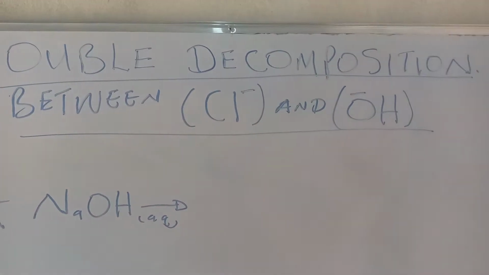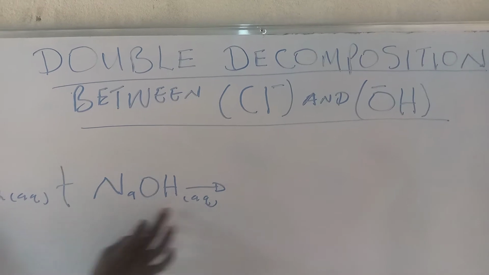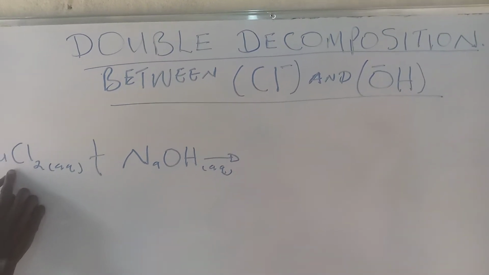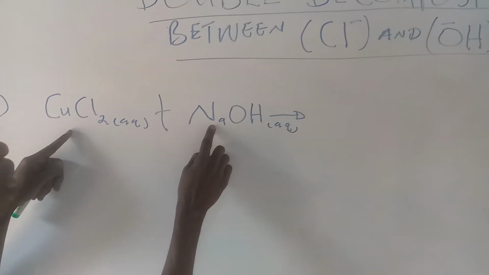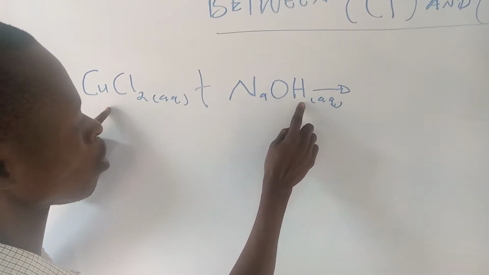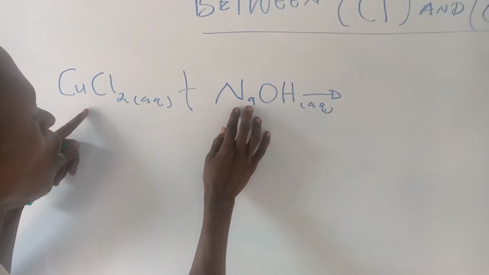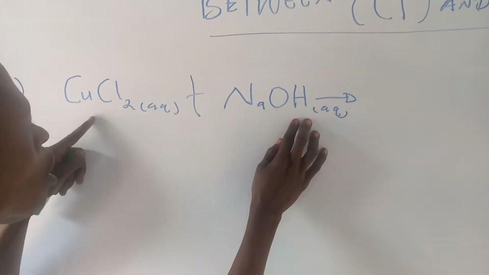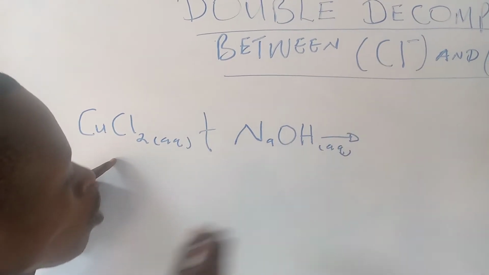So we have double decomposition. We say that it is the reaction between two soluble salts. So we have here a solution of copper 2 chloride reacting with a dilute sodium hydroxide solution. That is it, the reaction between two soluble salts. Now we are going to see.